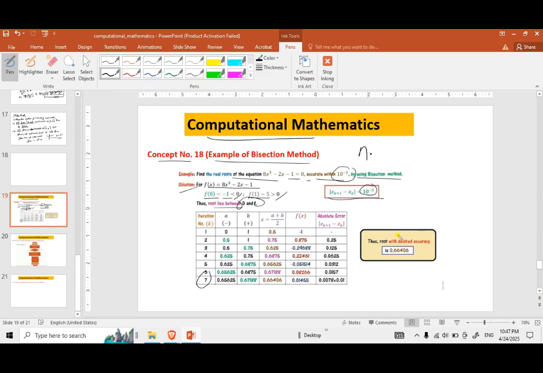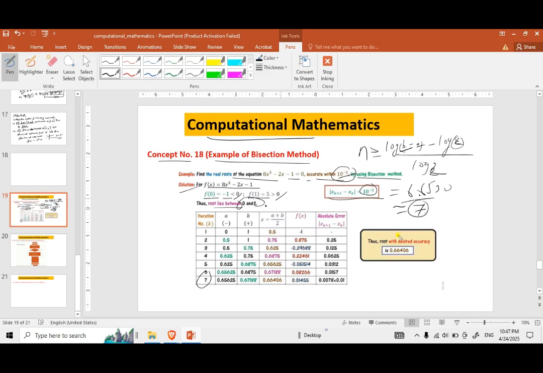We have n is greater than or equal to log of (b minus a) minus log of epsilon, divided by log of 2. If we put b is equal to 1, a is equal to 0, and epsilon is equal to 10 to the power minus 2, then we get 6.6530. So this is equal to 7. Hence, the number of iterations becomes 7.